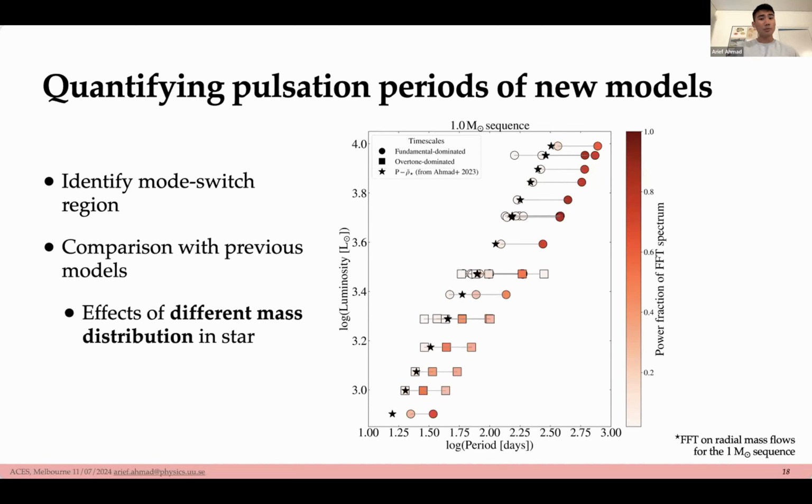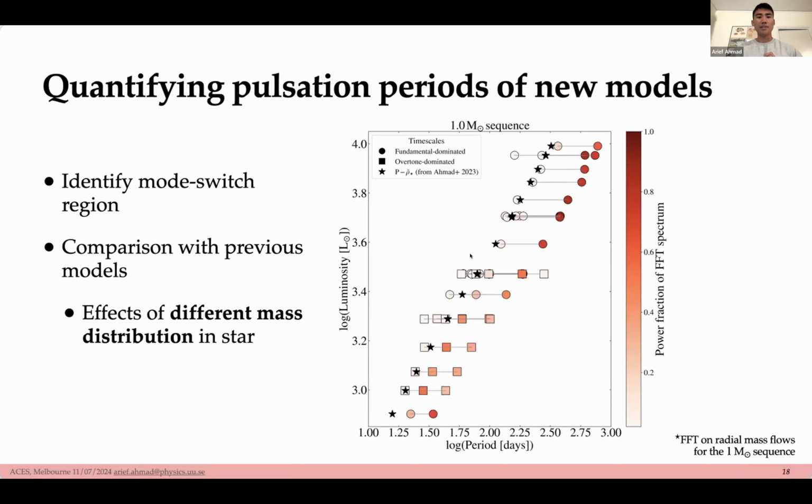What we can also do is to compare our new models with our previous models. In this case, I've overplotted the prediction of the period if it were to follow a period mean density relation derived from our previous models, so one of our papers from last year. And you can see the prediction is slightly consistently offset from the radial fundamental mode that we are seeing here.